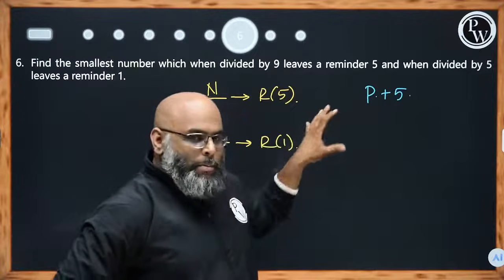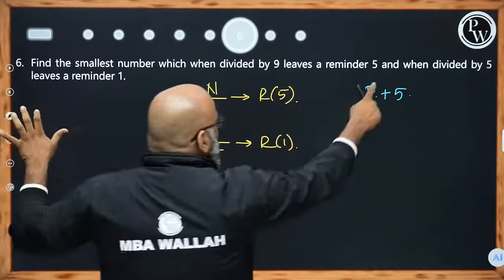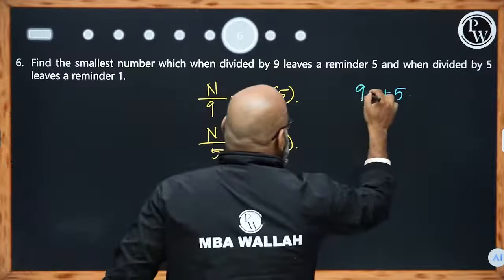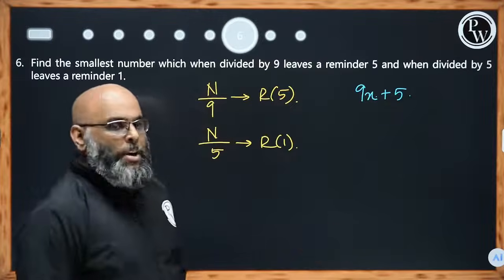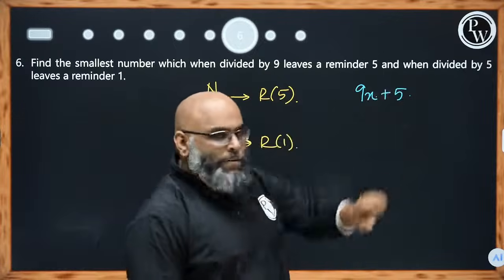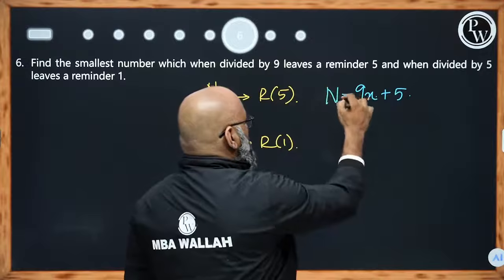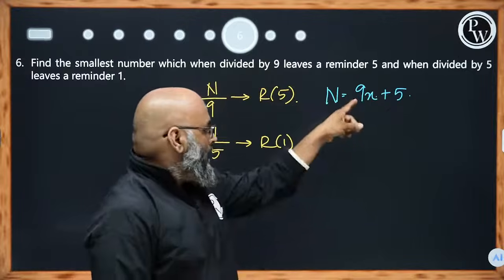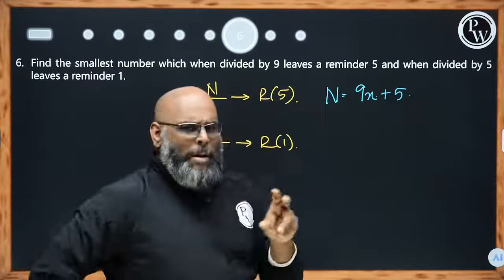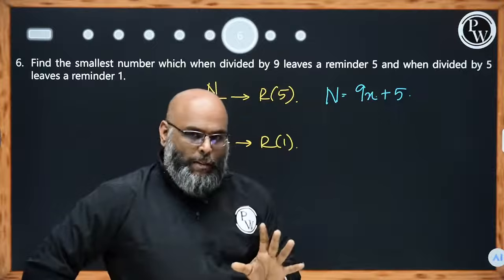For us to understand this, let's say this number n is of the form 9x plus 5. There's a perfect multiple of 9, and then plus 5 to it is what we are looking at. When divided by 9, the remainder would be 5. Some number x, I don't know what number. Why 9x? Because this part is divisible by 9. Add 5 to it, it won't be divisible anymore.